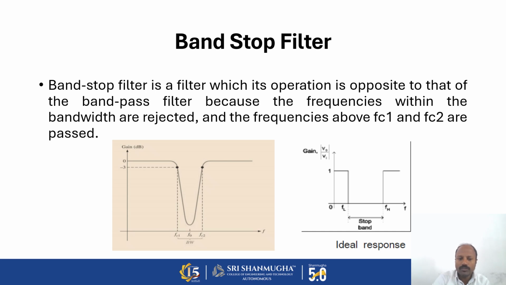So this is a diagram which is showing the band stop filter. The first one is the practical case, and the second one is the ideal response of a band stop filter. So it is allowing the initial lower frequency and higher frequency, and the middle frequency will be stopped. Hence, it is shown as stop band filter. Stop band in the middle.